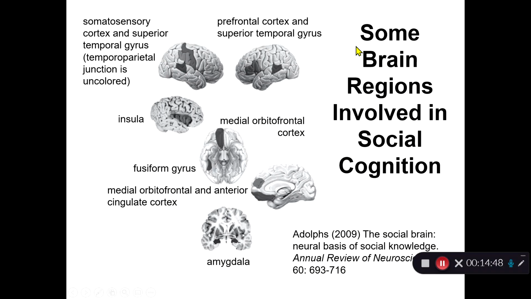This is another part of the frontal cortex, called the medial orbitofrontal cortex, orbitofrontal cortex. Why is it called orbitofrontal? Well, the orbit where your eye is, it would be right about here.